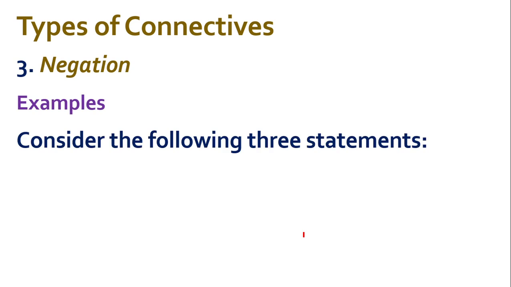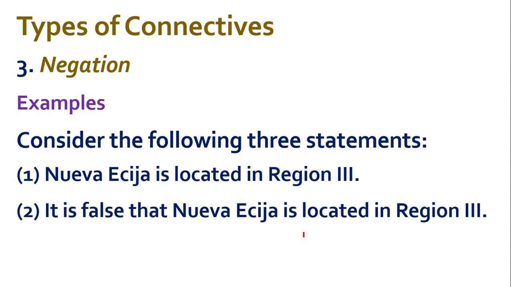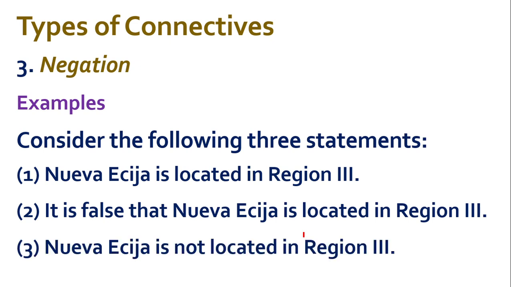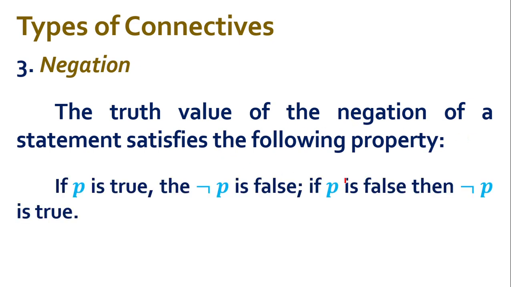Okay, so we have an example. Consider the following three statements: Nueva Ecija is located in Region 3. It is false that Nueva Ecija is located in Region 3. And Nueva Ecija is not located in Region 3. So these are examples of negation. The truth value of the negation of a statement satisfies the following property: if P is true, then not P is false. If P is false, then not P is true.